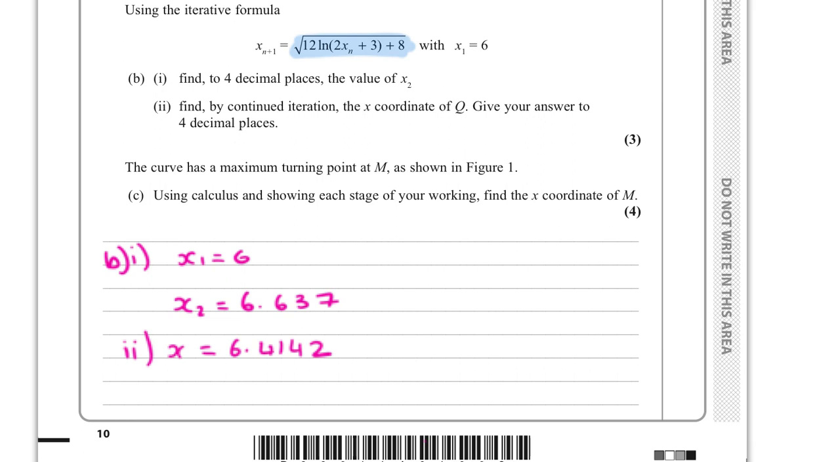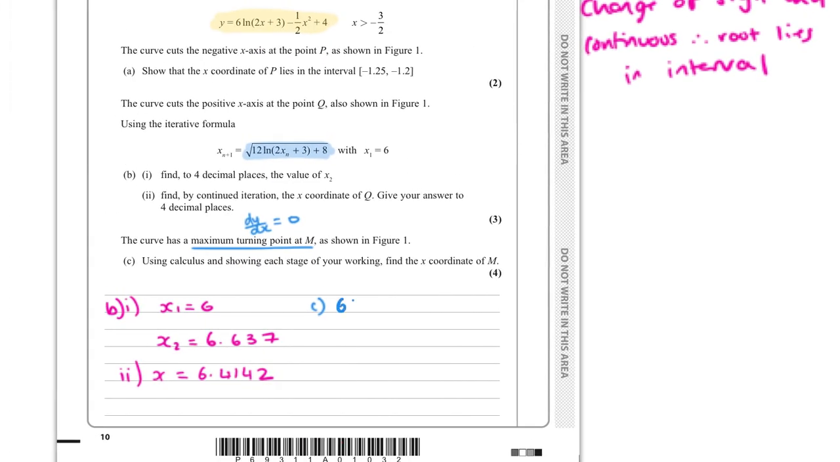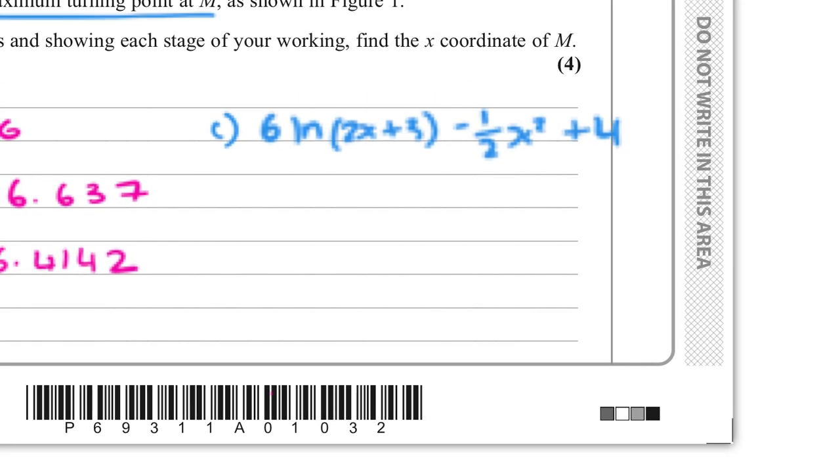Okay, part C. It has a maximum turning point at M. So we know when we differentiate this, we need to put this equal to 0. Using calculus, show each stage of your working. So I'm going to go back to the original of the equation. So we're going to get 6 ln(2x plus 3) minus a half x squared plus 4. I'm going to double check I've copied everything right. Okay, and let's start differentiating.